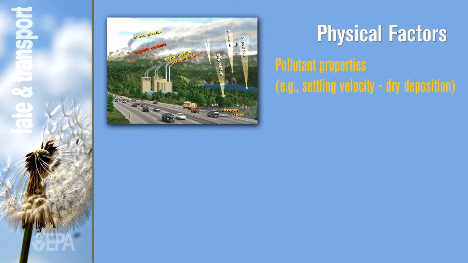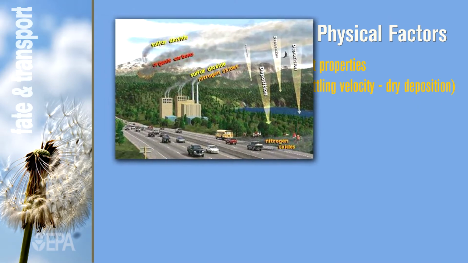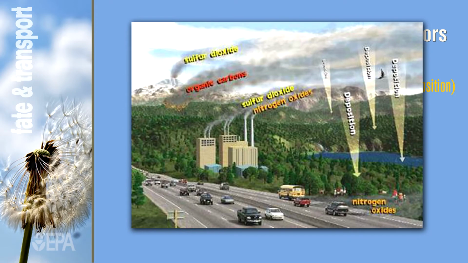Another important factor in freight and transport is physical factors. Think of the pollutant itself. Some pollutants are in gaseous form, others are in particulate or particle form. And depending on the size of these particles, they could settle out to the ground very, very quickly. Others can stay suspended in the air for many, many years. So depending on the physical properties of the air toxic itself, that plume may or may not settle out quickly.